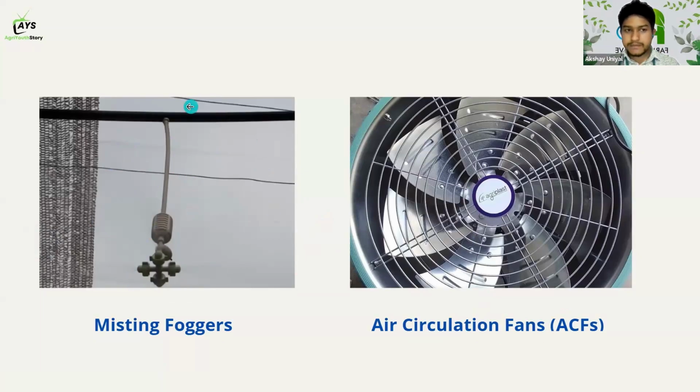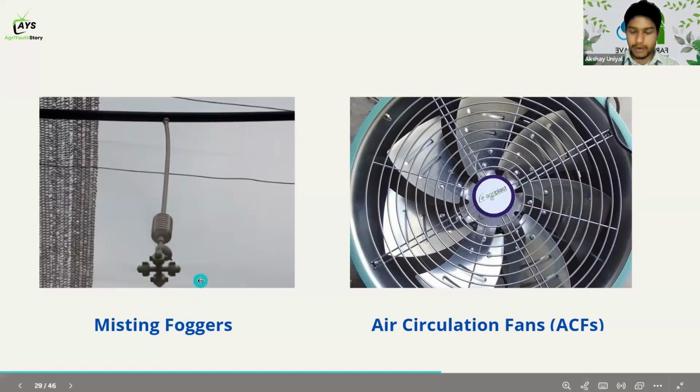So for humidity we are using these two. Now this is a misting fogger. It has very high pressure water pipes. In the pipes, the water is flowing at a very high speed and very high pressure. When it comes to this part, these are very small openings. So when the water comes out of this with very much force, it comes in very small droplets. It's almost like you will see a fog. That's why these are called foggers.